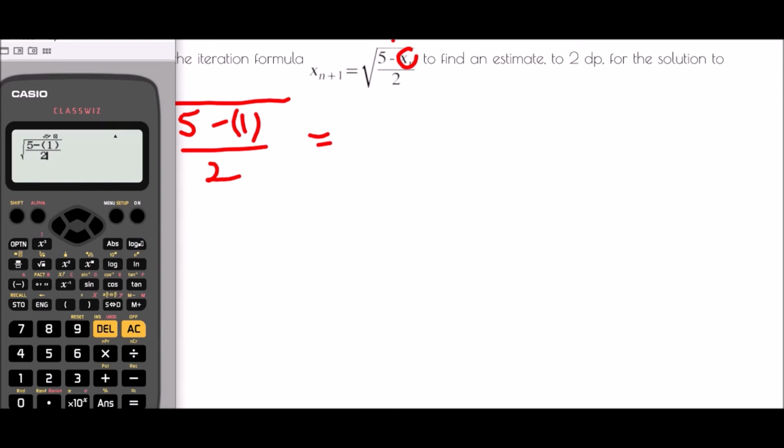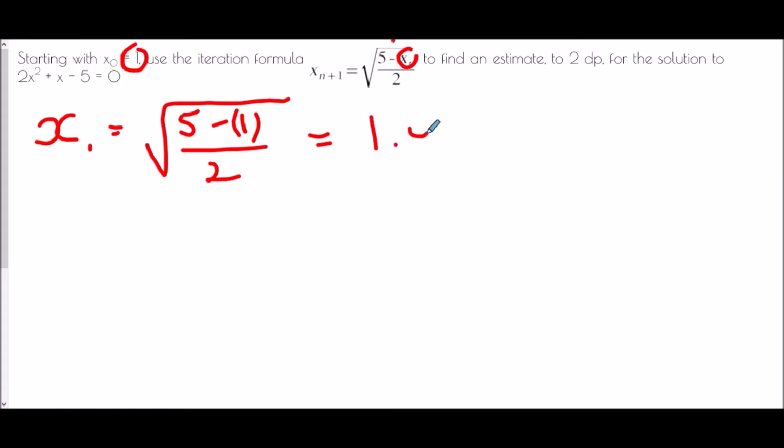Well, if I do that, I get that the answer is root 2. Now again, root 2 is the exact answer, but it's not enough for us to find a decimal estimate. So we'll press the SD and we get 1.414, and this is our first possible solution, but we want to improve on that, and we'll improve on it by going to x2, repeating the process again.